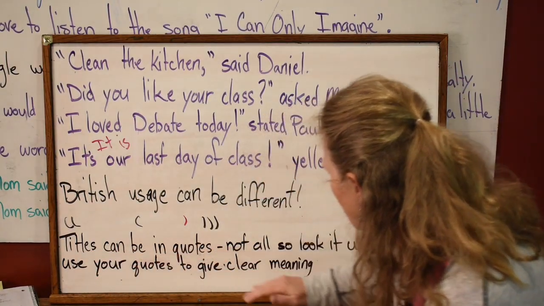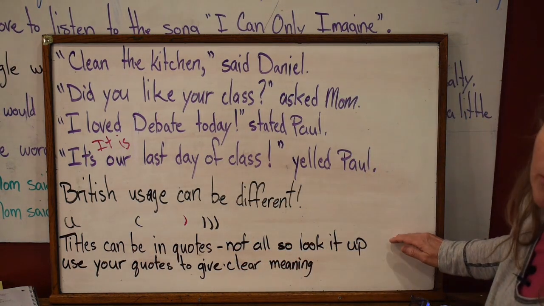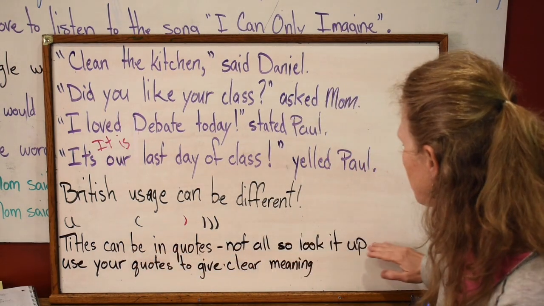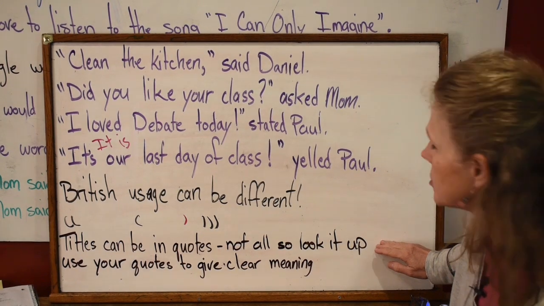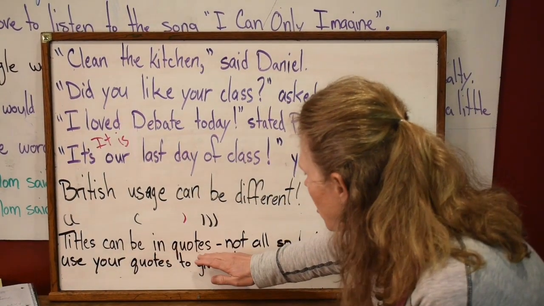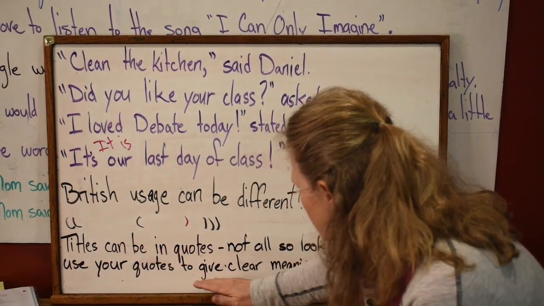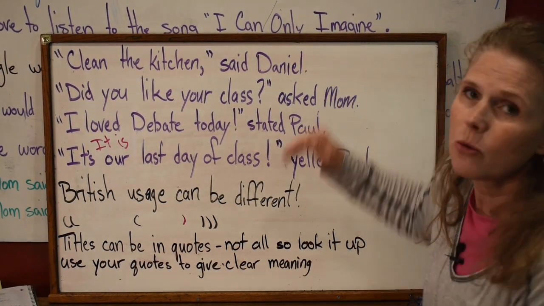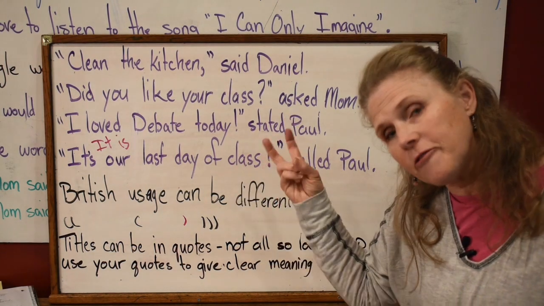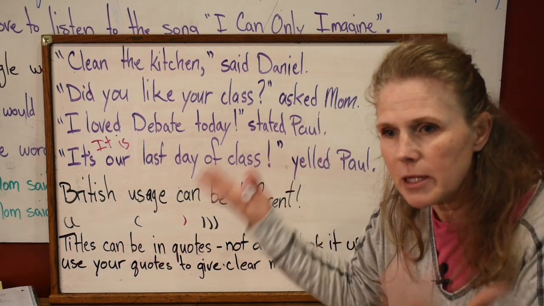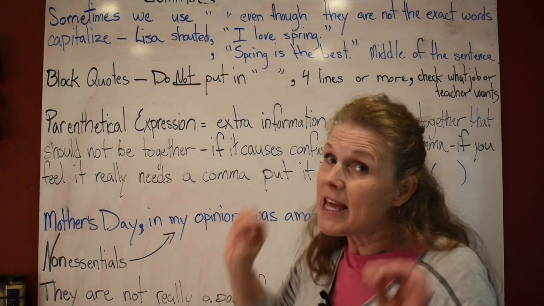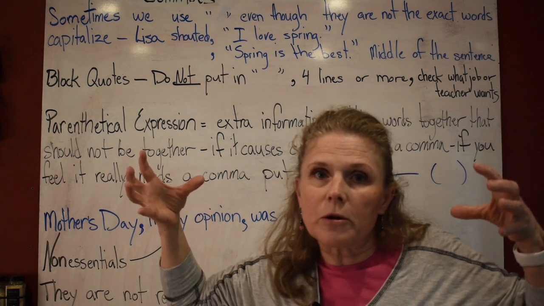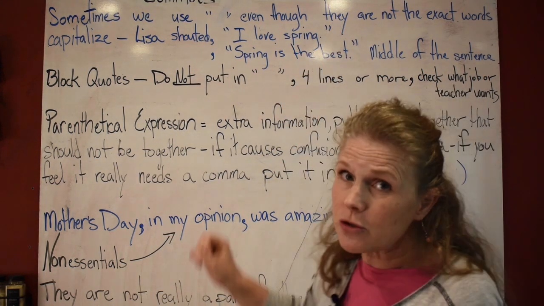Titles can be in quotes, not all, so look it up. So we kind of went through the titles. It's really smaller pieces of work, so be really careful which titles that you put in your quotes. Use your quotes to give clear meaning. See, this is giving clear meaning. You're really highlighting that. When we're talking about effect and affect, you're trying to clear the meaning up. Sometimes we use quotes, even though they are not the exact words of what they're saying, but they're the main words that they're saying. Sometimes we do that.